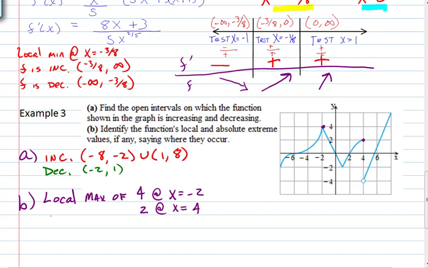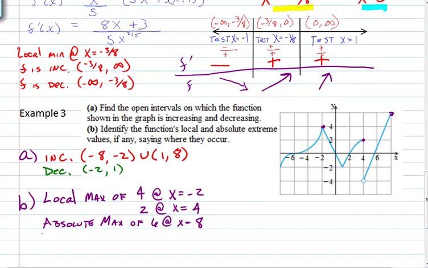We have an absolute max of what? Of 6 at x equals 8. That's going to be this highest point right here. I thought it was still going. No, it's only on this closed interval. Okay.